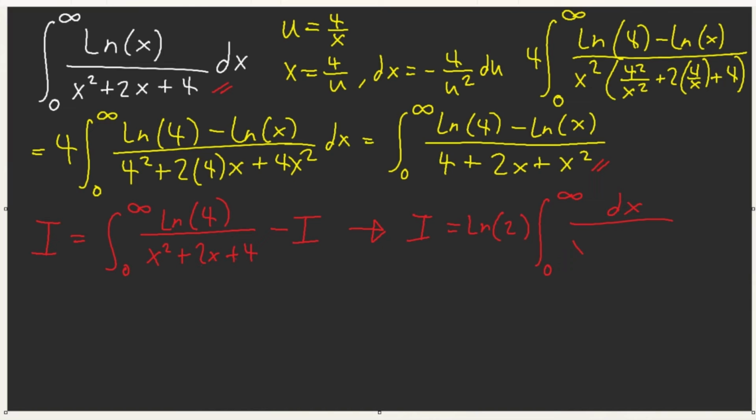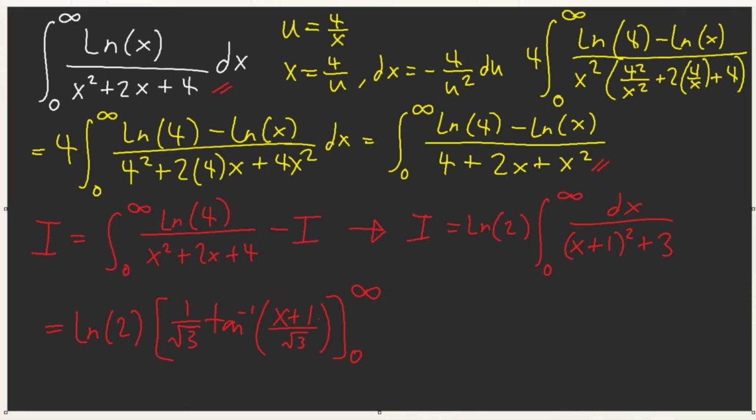Here we can go ahead and complete the square. So let's complete the square. That's going to give us plus 3. And now ln of 2, this gives us 1 over root 3, the inverse tangent of (x plus 1) over root 3, from 0 to infinity. So now everything is just easy.